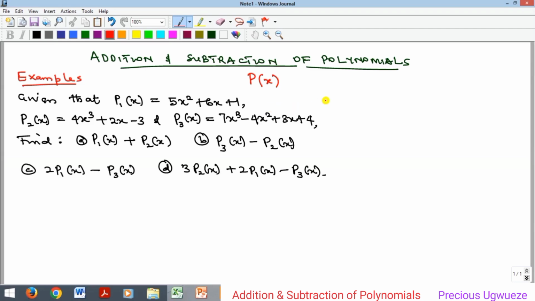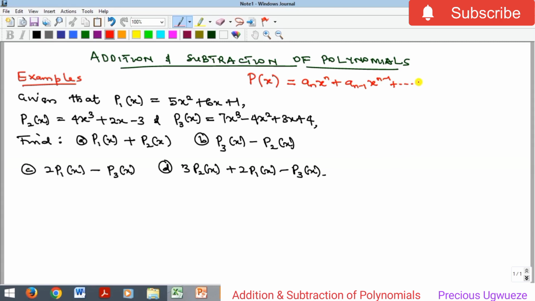Now it will be good that we recall that there is a general form for polynomials. Polynomials are given in general form as a_n x raised to the power n plus a_(n-1) x raised to the power n minus 1, then plus it will keep going up to a_1 times x raised to the power 1, and then plus a_0 x raised to the power 0. Okay, so this is a general form. Every polynomial has this form, so you can check here.